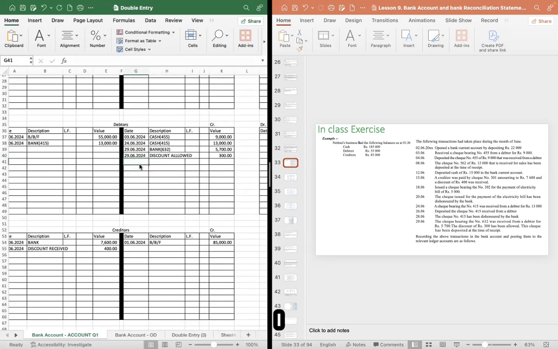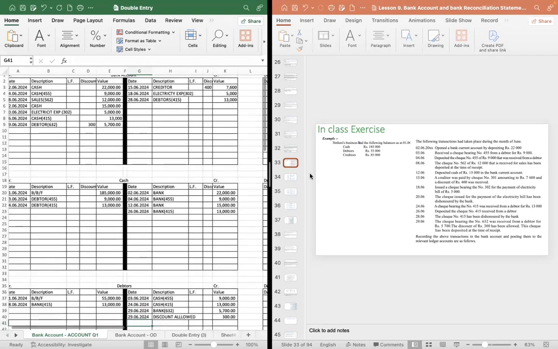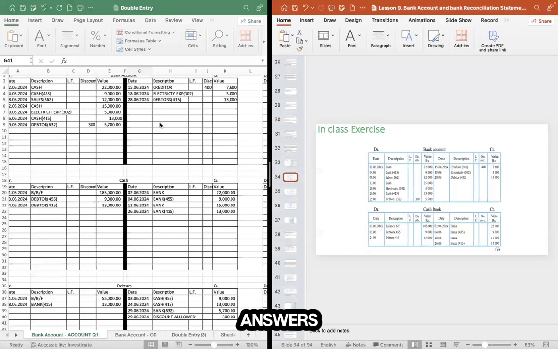Okay, with that, I have finished the entries for these periods of time. It's 8:30. Shall we have a look at the answers? Cash 22,000, 9,000, 12,000, 15,000, 5,000, 13,000, 5,700, 400, 7,600, 500, 13,000.